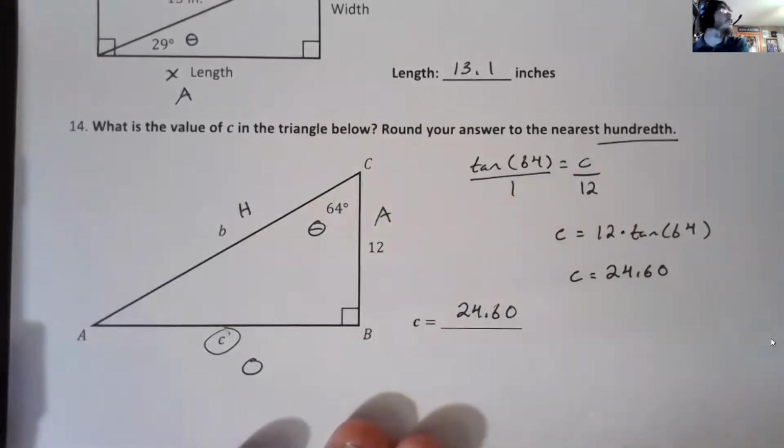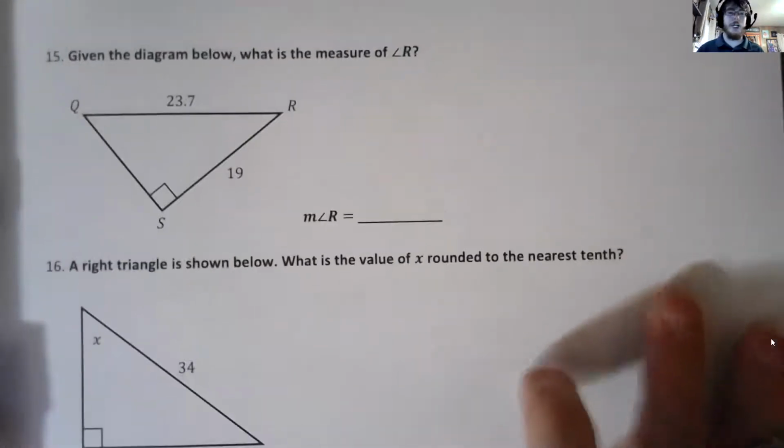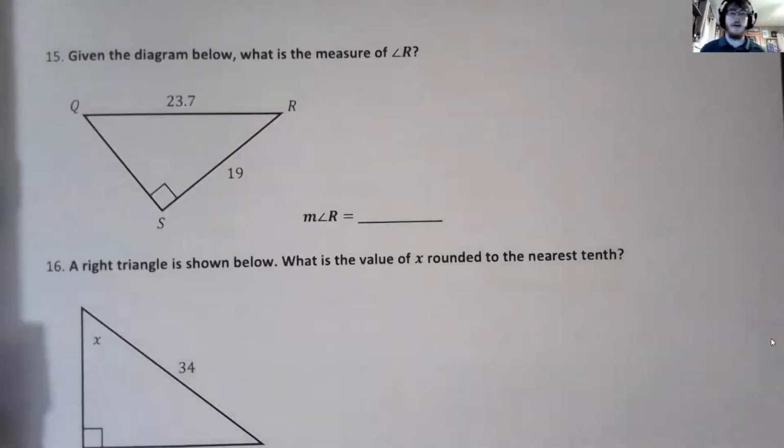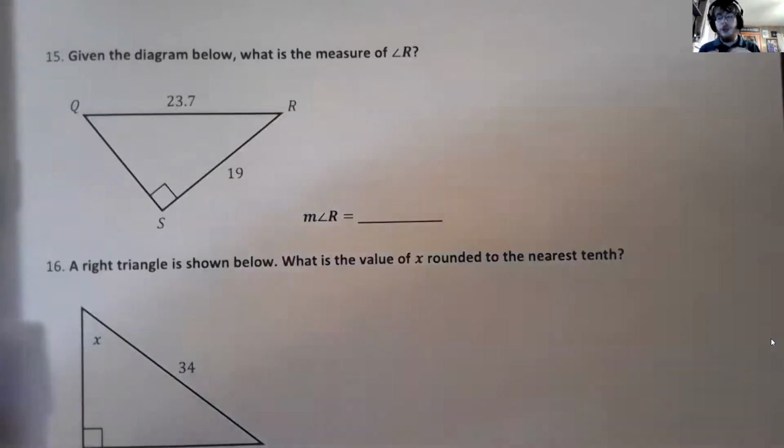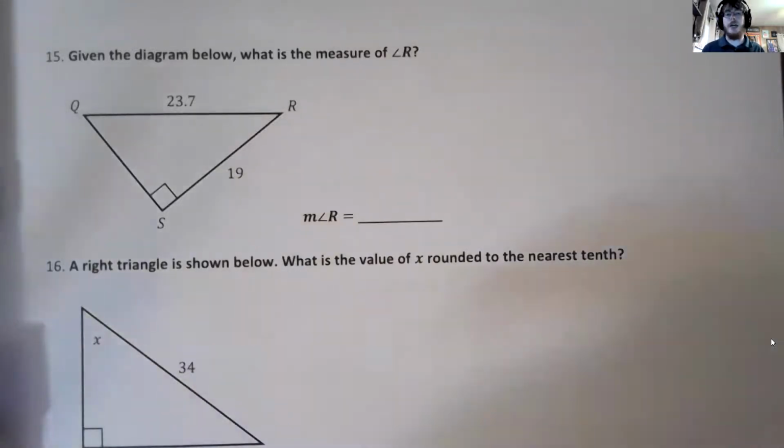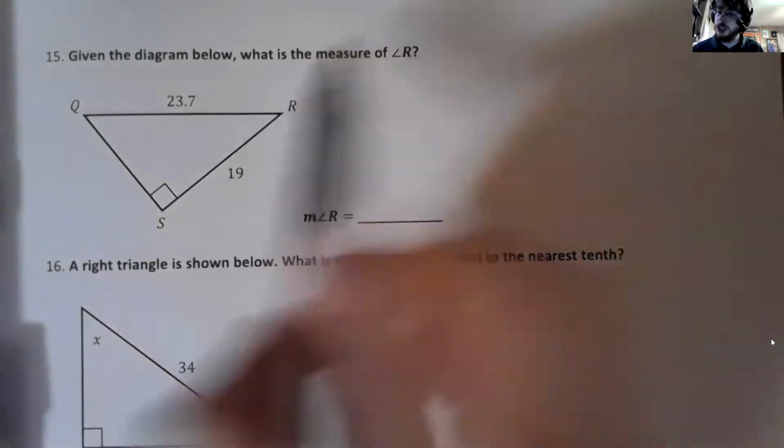All right, last two. Given the diagram below, what is the measure of angle R? Now, if you have a right triangle and it asks for the measure of angle R, guess what? You're going to be using trig. Specifically, you're going to be using those inverse trig ratios we talked about. So it says, what is the measure of angle R?